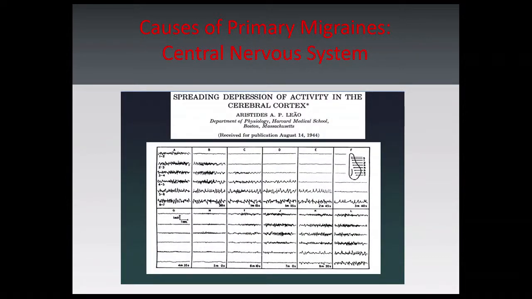Now, this is an old published study. I believe it's in 1944, Harvard Medical School. We found that with migraines, this is an EEG, where you're measuring brain activity in the brain. It's how you would diagnose a seizure. And they described, with this publication, what we call a cortical wave of electrical activity. Small little mini seizures in the brain are associated with migraines.